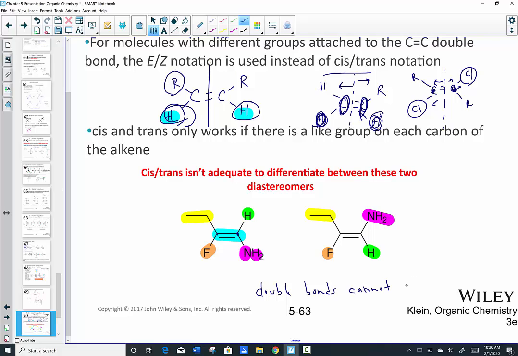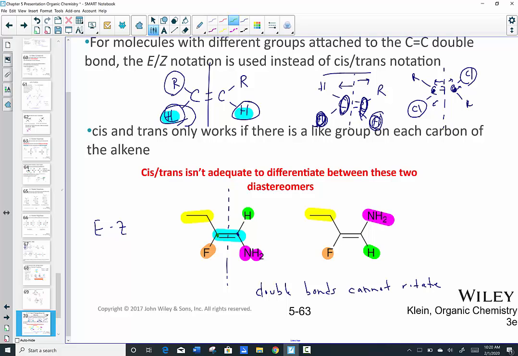They are diastereomers. How do we give these names that are unique from one another? And that's what the EZ system is going to allow us to do. We are going to assign priorities, just like we did for the RS configuration. We'll assign priorities based on atomic numbers. For each of these carbons, we're going to examine the left side and the right side and examine who has higher priority. So let's stand at this very first carbon.